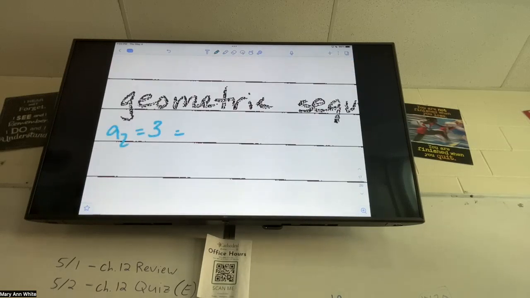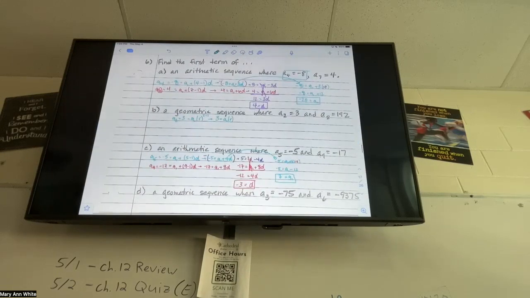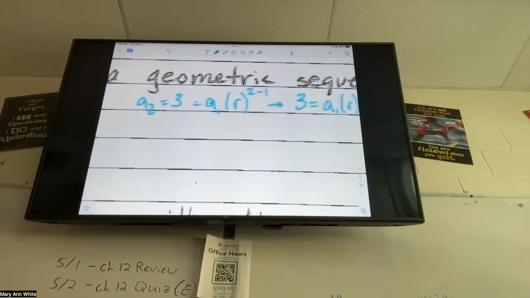So my geometric form now goes a sub 1 times r raised to the n minus 1. What's my n this time? 2. So that means if I were to simplify it, the only thing I can simplify is that 2 minus 1. So I can say 3 equals a sub 1 times r. Okay, let's do the other one. a sub 8 equals 192.